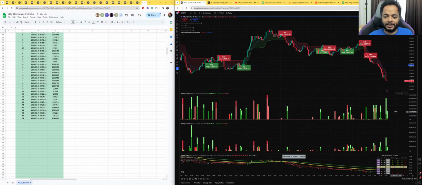Now you can see this is currently what our HFT is showing. The HFT writers are here. The top one shows the amount of put writing, below went because we go to the negative zone. So put writing is happening, and that's currently what our HFT is showing.